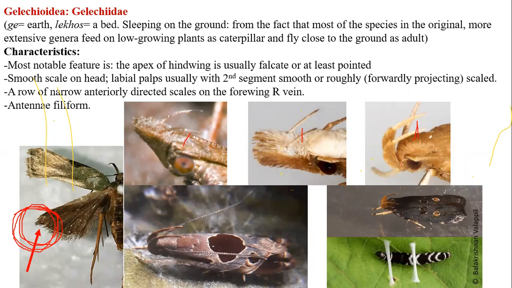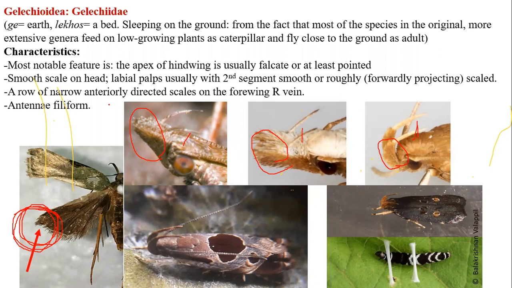You are seeing here that in this example, the second segment is smoothly scaled. And in this example, the second segment is roughly scaled. So if you find any Gelechioidea member having this feature, then you can be pretty sure that it belongs to family Gelechioidea. Now, which genus or species therein, it's a challenging issue.